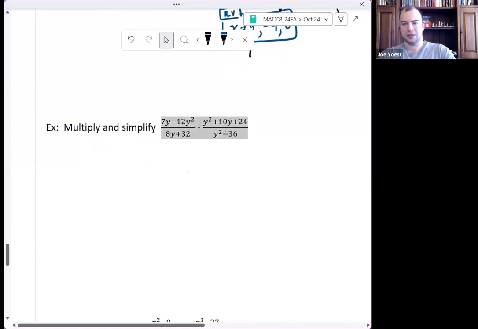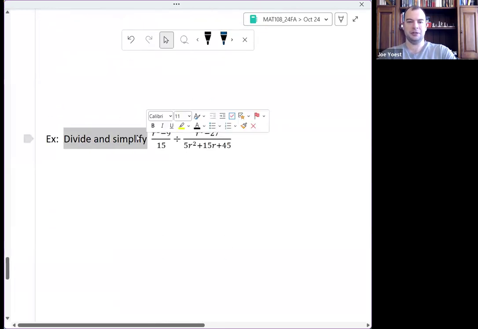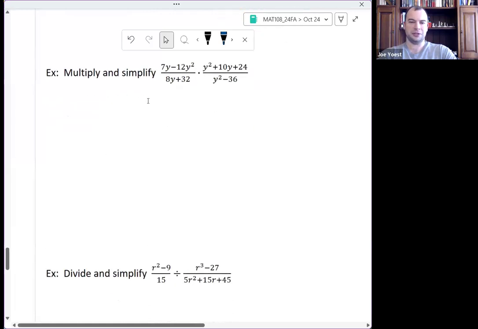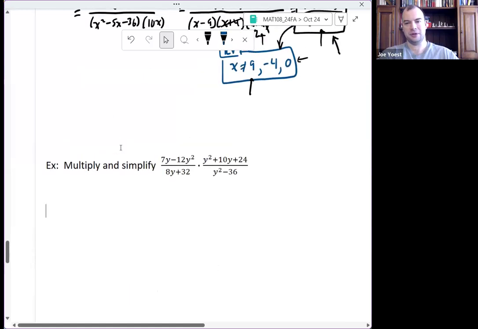Then let's do one more in the last few minutes we have left, and maybe we'll leave division to next time. Division works pretty much the same way as up here, but there's one little nuance that we have to be careful about with the restricted values.